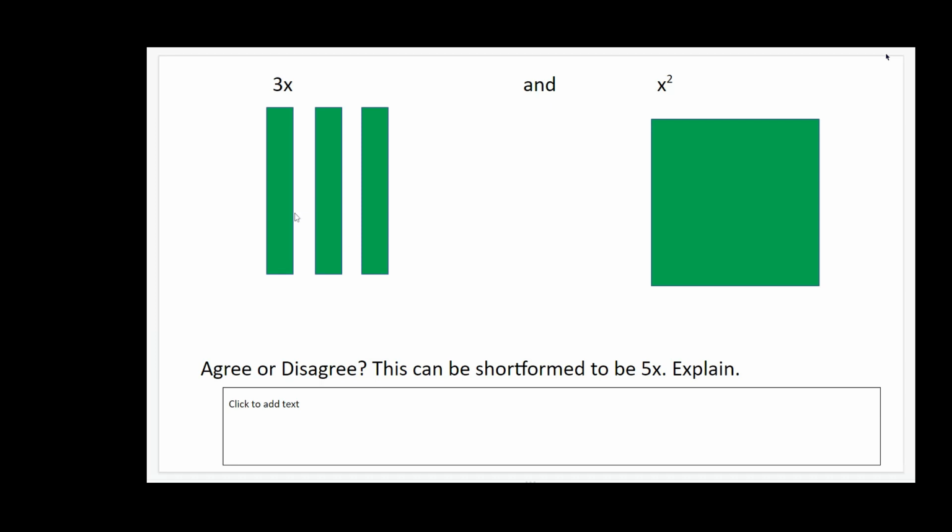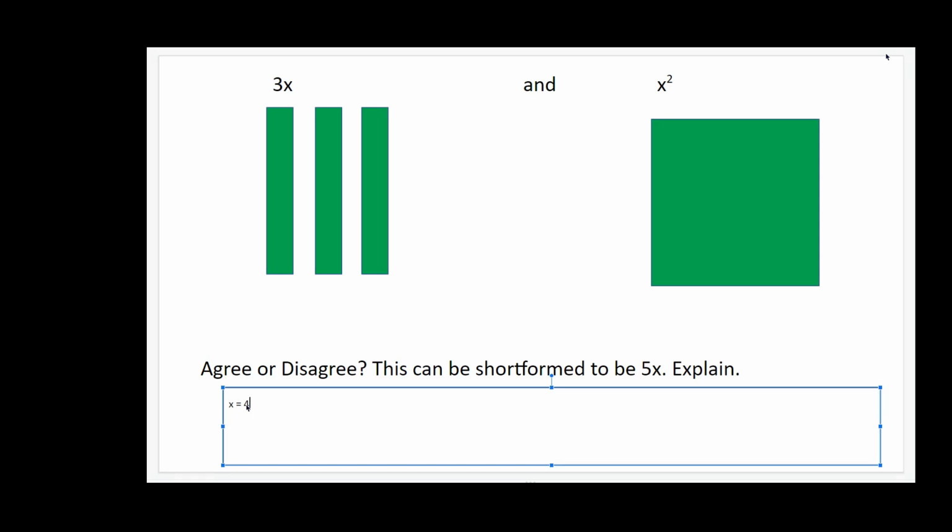Well, let's see if this is true. So I have 3 x's and an x squared, and we're trying to figure out if that would be the same value, the same total area as 5 x's. So let's think about this. I'm going to make some notes as I go down here to help me keep track of the math in my head. I'm going to pick a number for x. Doesn't really matter what it is. I'm going to keep it nice and small so that the math doesn't get too complex in my head. Let's say that x equals 4.